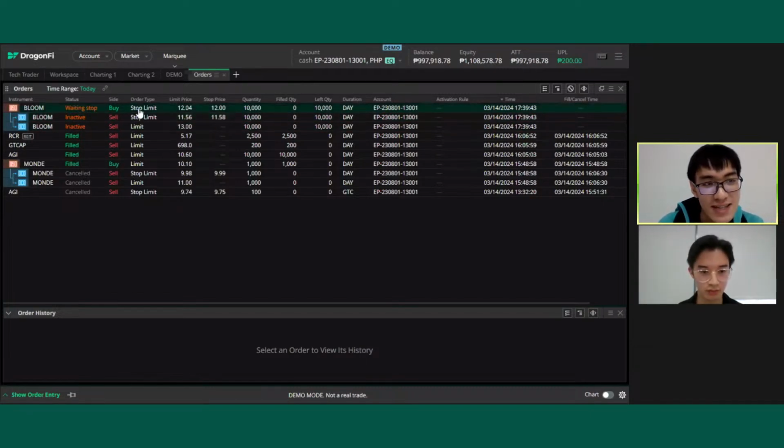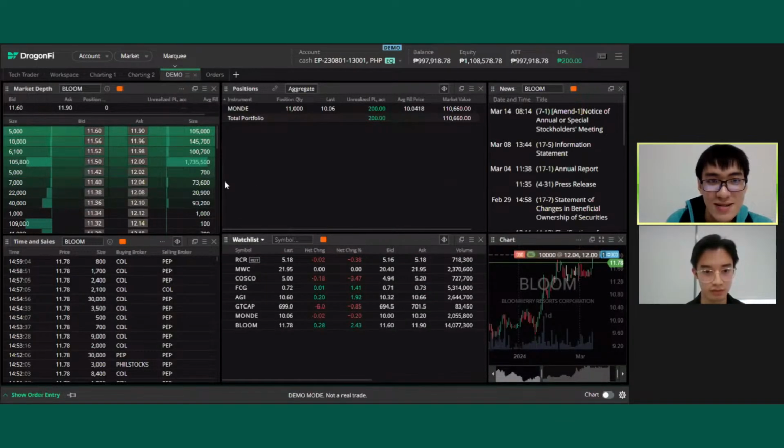Why is it inactive? Because it's waiting for this buy order to be executed first. So until this buy order executes, it will not activate the other sell orders, right? So that's how it works. So again, basically, you can use any of these widgets.